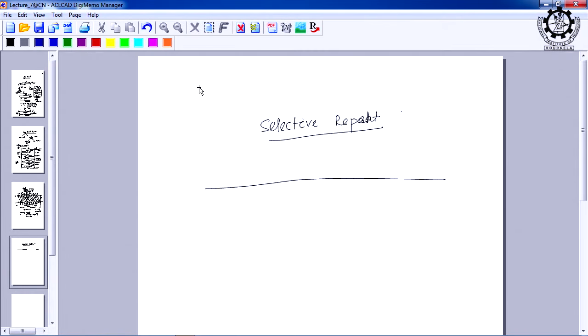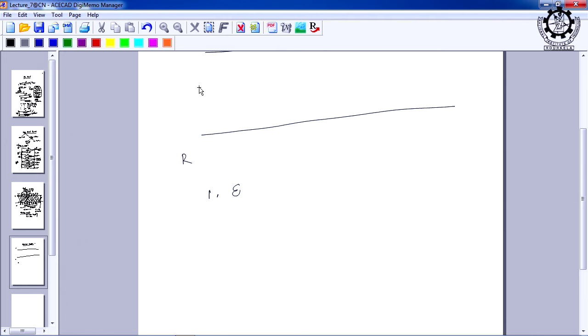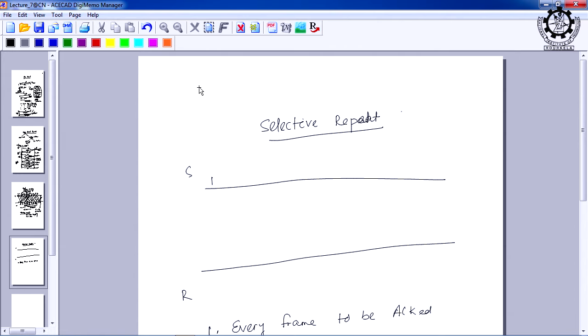You have the same scenario, you have a sender and the receiver, and the assumption for this kind of protocol is that every frame should be acknowledged. Every frame needs to be acknowledged. Why? We will see that. So, now we have again F0, F1, F2 up to F7, let us say.